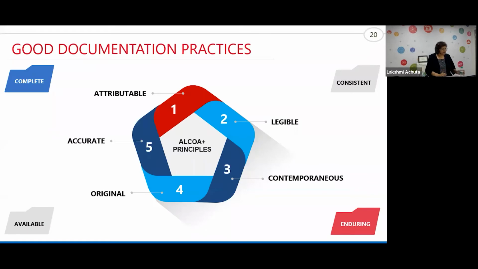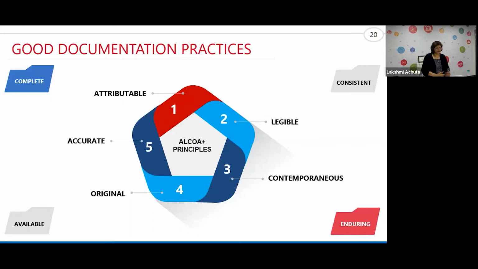Good documentation practices are in the ALCOA principles. The guidelines have been provided by various regulatory agencies, including the MHRA and other regulatory agencies. They are ALCOA Plus. Earlier, it used to be called ALCOA. It's now called ALCOA Plus principles. Attributable, legible, contemporaneous, original, accurate. The plus comes in as complete, consistent, enduring, and available.